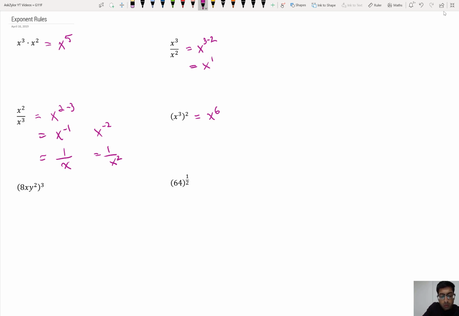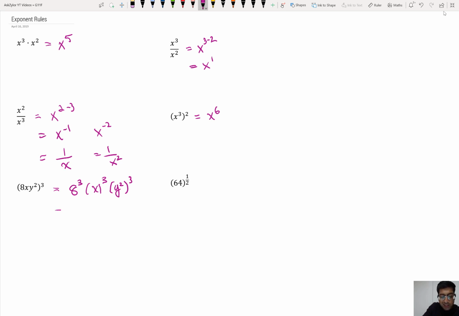So one is when we have an expression all raised to an exponent. What this means is it means to take every coefficient and every variable and raise it to that exponent. So that means take 8, raise it to the power of 3, take x, raise that to the power of 3, take y squared, and raise that to the power of 3.